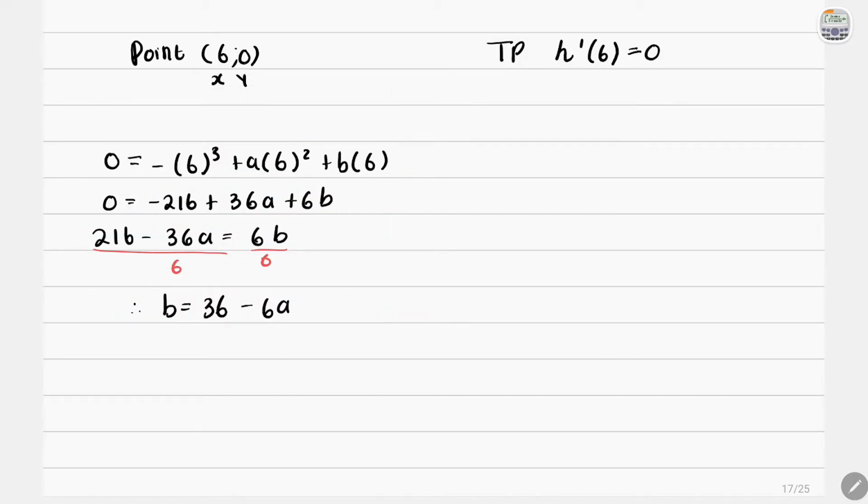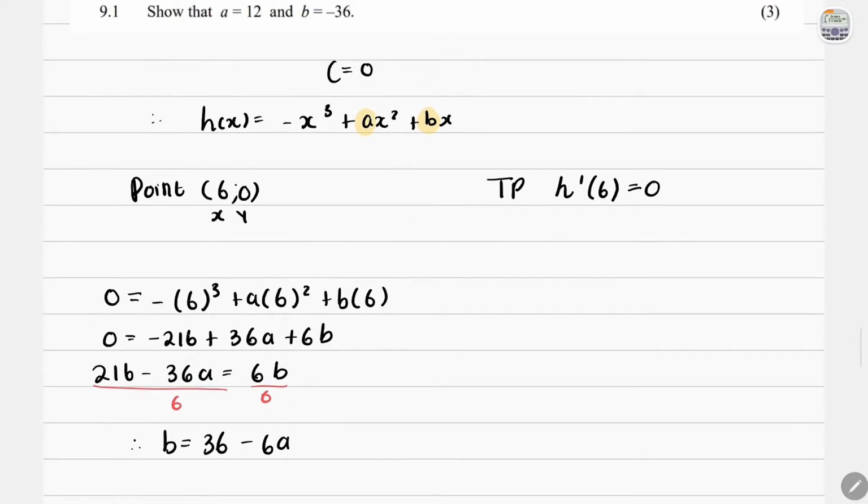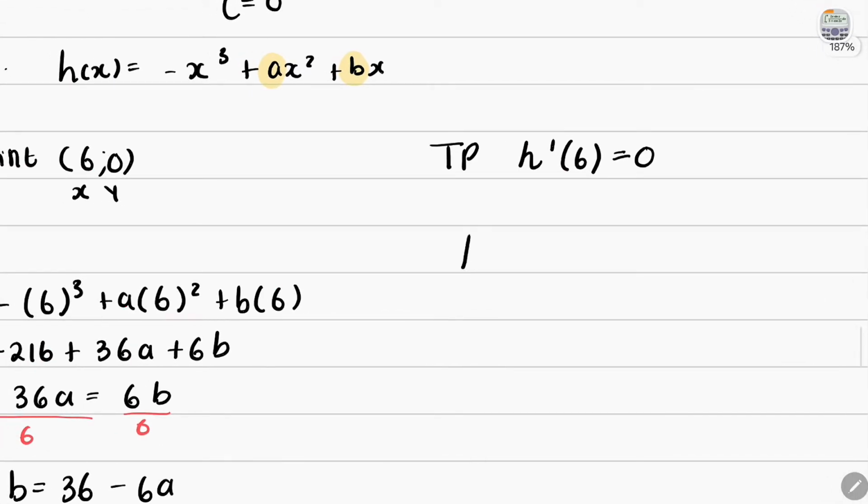Okay, now we're using 6 and 0, that point, as a turning point. So specifically at the point where x is equal to 6, the gradient of this function is 0. So how do we find the gradient of this function? We find that by deriving it. So we're going to derive h of x. So now we get h prime of x is equal to, and its coefficient times exponent. So that is negative 3x squared, then plus 2ax, and then exponent minus 1, and then plus b, and the x will fall away because exponent minus 1 is 0, anything to the power of 0 is 1.